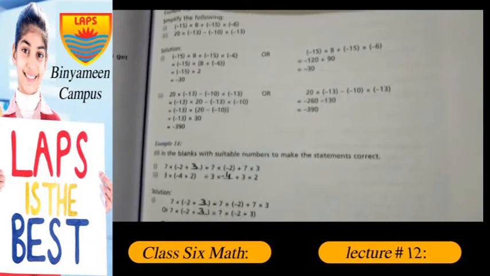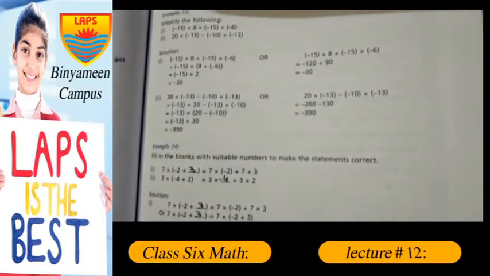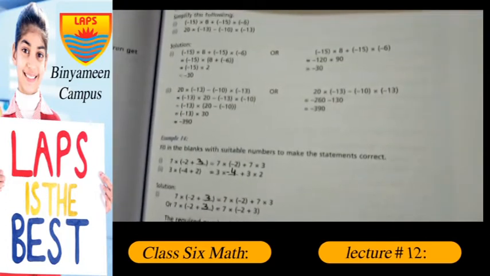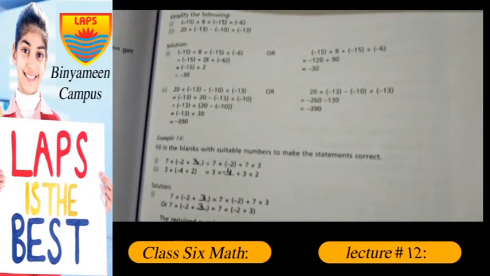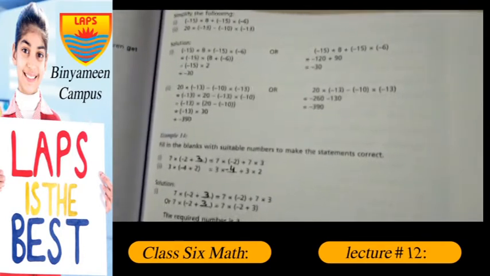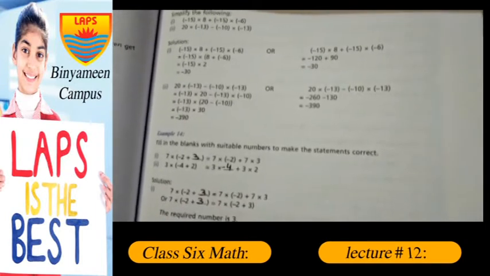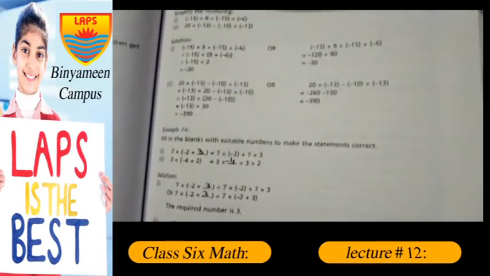First we multiply 20 multiplied by minus 13, then after that minus 10 multiplied by minus 13. We got the answer minus 260 and 130 plus. Then we subtract both values. Minus 260 subtract from the 130, we got the answer minus 390.